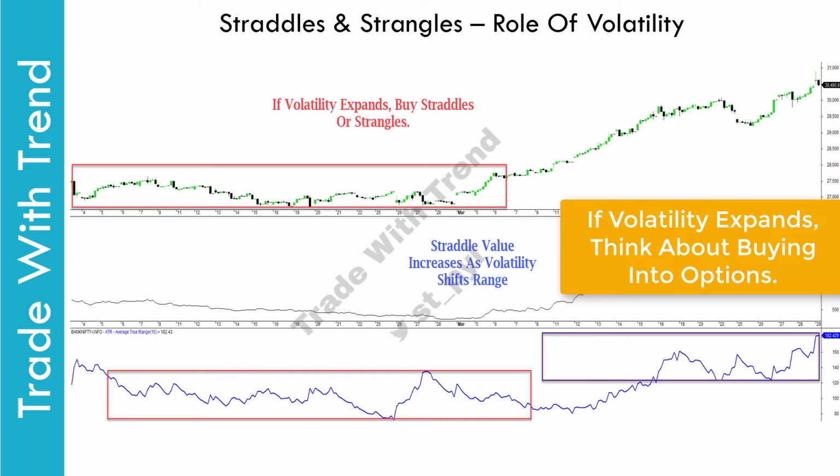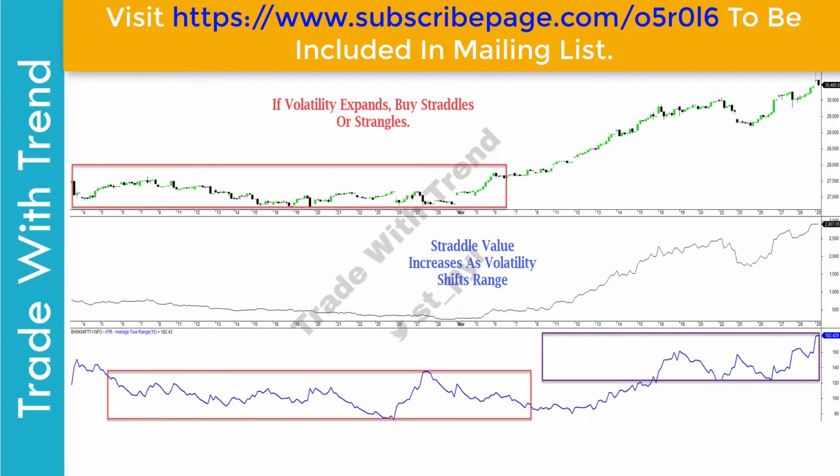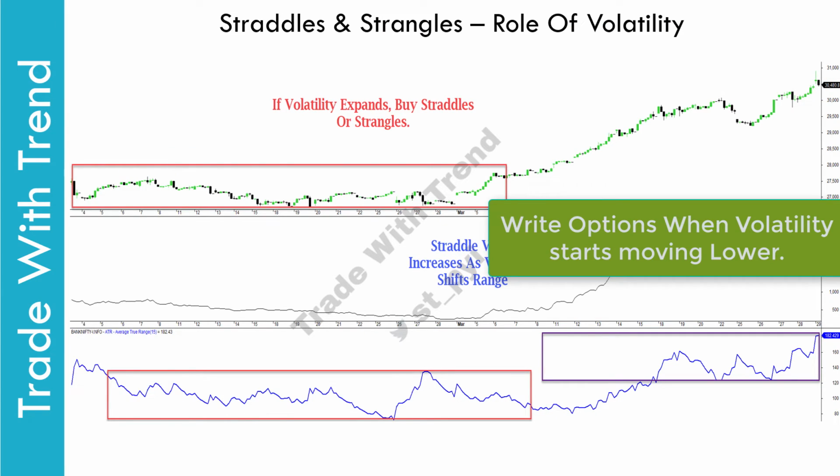Now, when volatility completes an upcycle and starts heading lower, this is when you should target selling straddles or strangles. You need time decay to work in your favor, and with volatility cooling off, premiums would fall at a faster pace due to time decay.